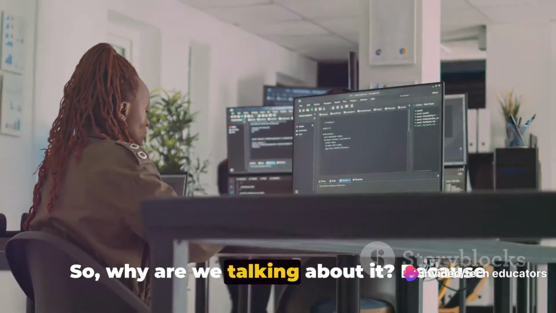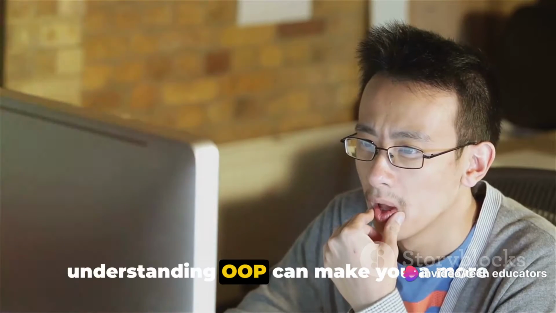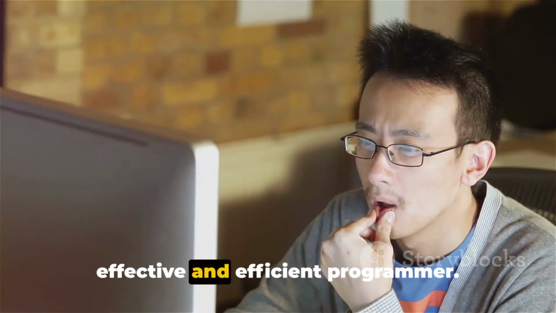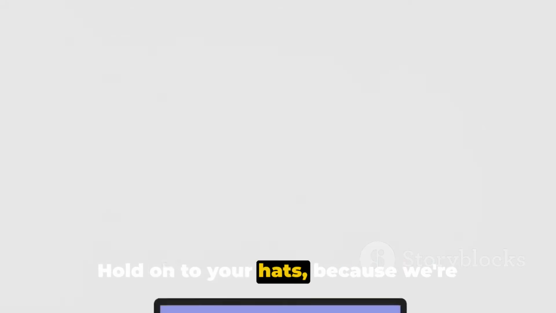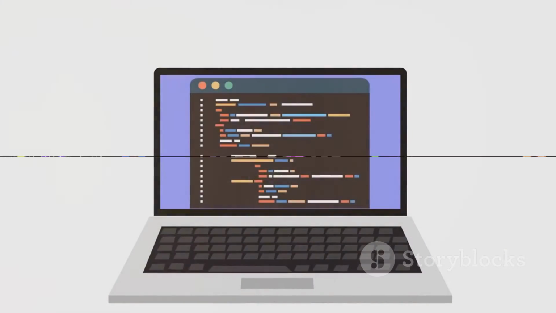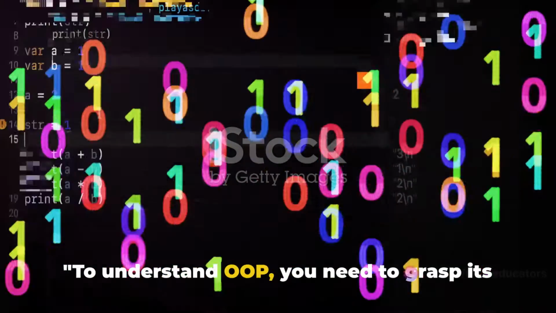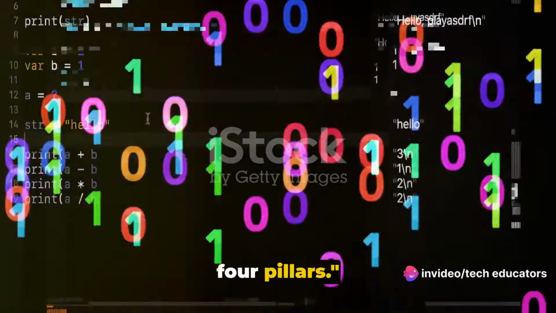So, why are we talking about it? Because understanding OOP can make you a more effective and efficient programmer. Hold on to your hats because we're diving into the world of OOP. To understand OOP, you need to grasp its 4 pillars.